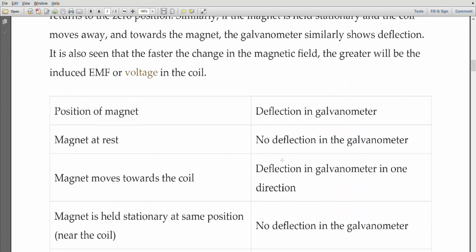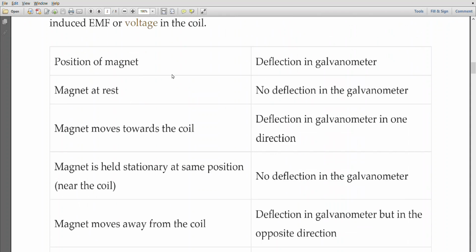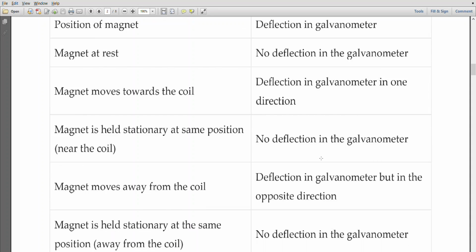So tabulating the conditions. When the magnet is at rest, there is no change in the magnetic flux lines of force, so there is no current induced in the coil, so there is no deflection in the galvanometer. When the magnet moves towards the coil, there is a deflection in one direction. When it is held at the same position, there is no deflection in the galvanometer. When the magnet is moved away from the coil, there is a deflection in the opposite direction.